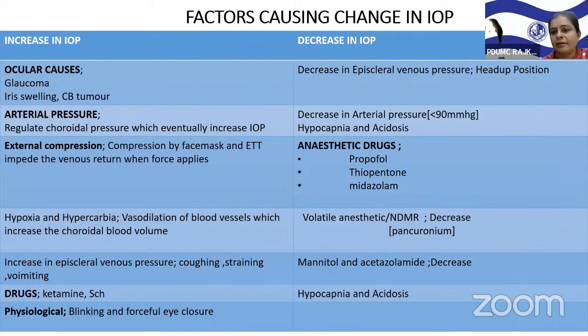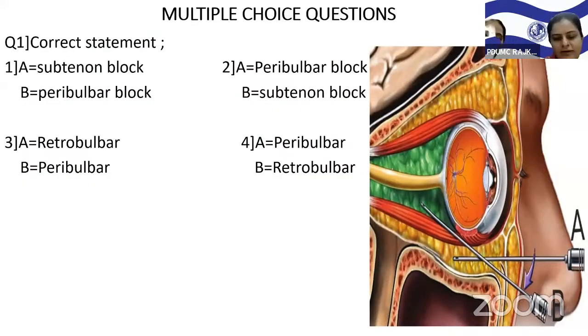Next slide. Aditya, about the MCQs. Yes, you have a few MCQs regarding cataract in geriatric patients. Please answer them in the chat box. The first MCQ is to pick the correct statement, as shown in the diagram on the right side, A and B. First option: A subtenon block, B periorbital block. Second: A periorbital block, B subtenon block. Third: A retrobulbar, B periorbital. Fourth: A periorbital and B retrobulbar. Please put your answers in the chat box.